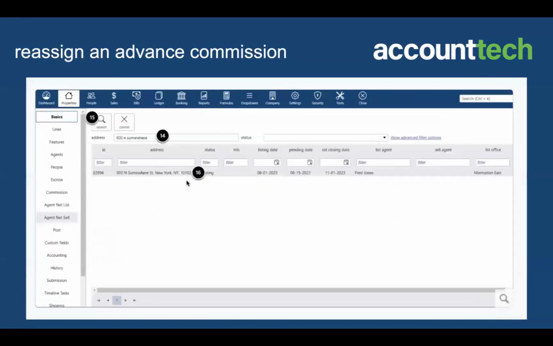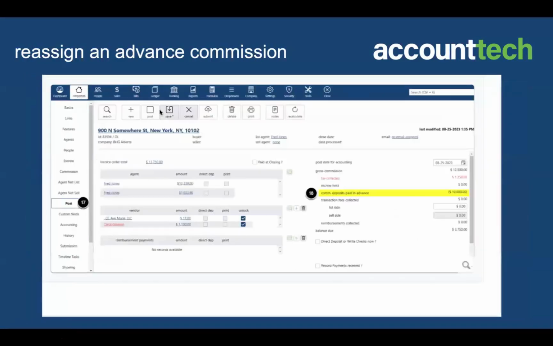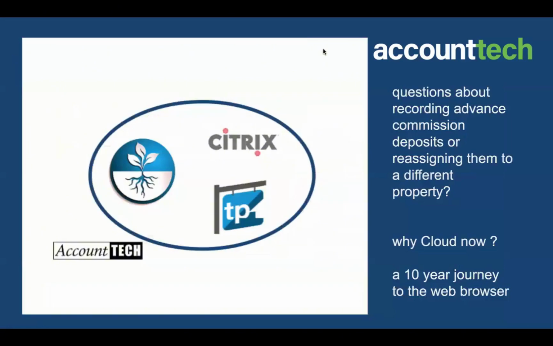And then we can, oh my, I'm not sure what happened. We're going to go to the post screen. And you're going to be able to see commission deposits paid in advance. So this transferred the money to the new property and it shows on the post screen. So when you go to process this closing, it's going to be looking for $10,000 less than the gross commission because you already have it. And that's it.